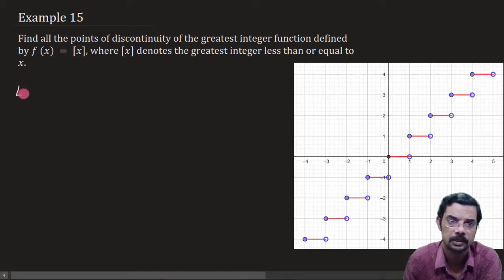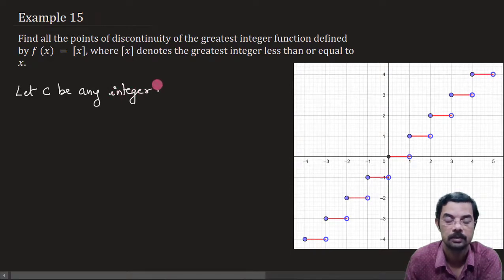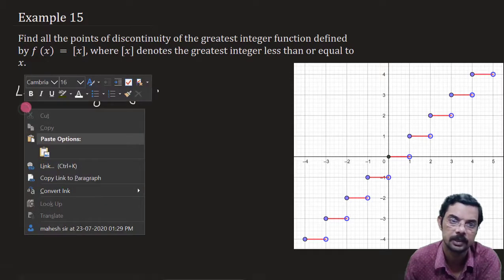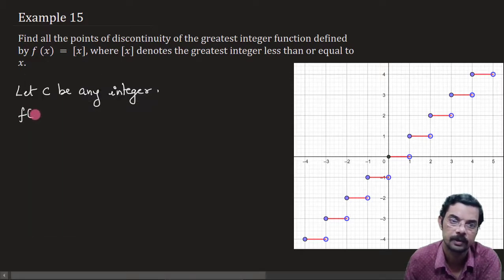For any integer, let c be any integer. Okay. Now what is f of c? f of c will be equal to c itself. If c is any integer, then f of c will be equal to bracket of c. Since c is an integer, it will be equal to c.